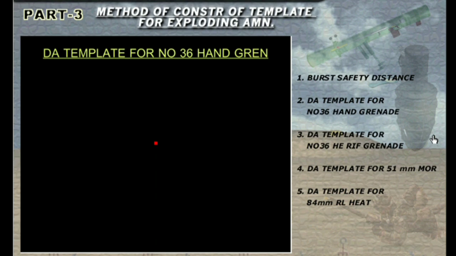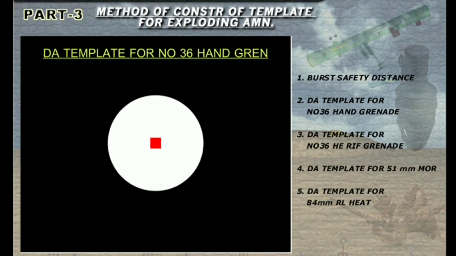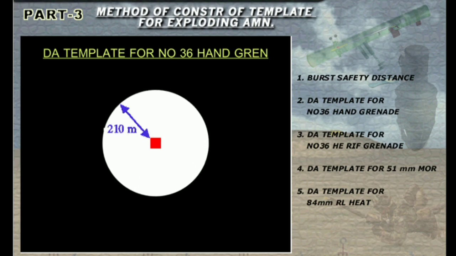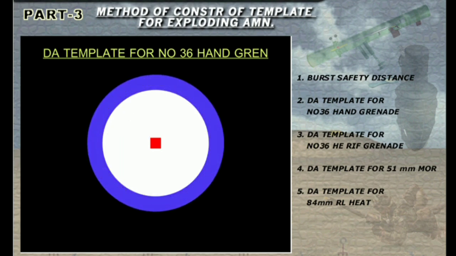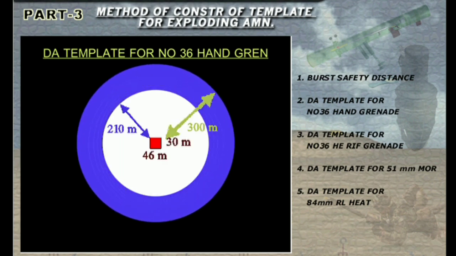Method of construction. Draw a rectangle ABCD to scale with length 46 meters and width 30 meters, side AB being the firing bay. Draw arcs to scale for radius of 210 meters and 300 meters from points A, B, C and D as reduced and normal safety distance respectively.